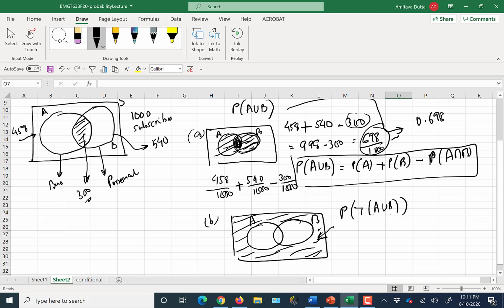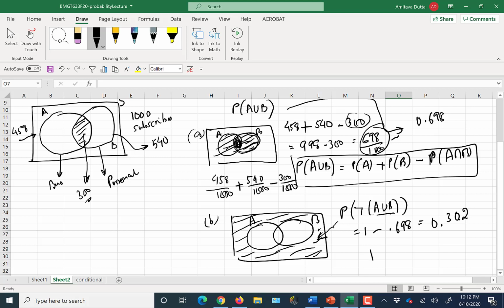That means A union B is they rented a car for either personal or business reasons. That's the inside. When I put the not in front, it means I want the probability that they did not rent a car for either business or personal reasons. So that is this shaded area, which is simply equal to 1 minus 0.698. That's the complement. That is equal to 0.302. So the probability is 30%.